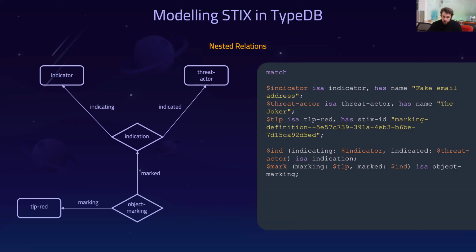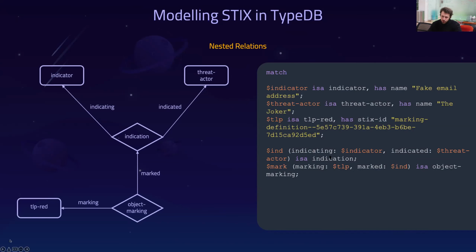This would look like this. So if we were to describe effectively the TypeQL query, we see that what we do is we say that the indicator, this variable here, we assign it to this entity. We then say it's got an attribute. We say there's a threat actor, the Joker, and we say there's a TLP red, which is this entity right here. And then in order to create the right relations, we first create the relation between the indicator here and the threat actor in this indication relation.